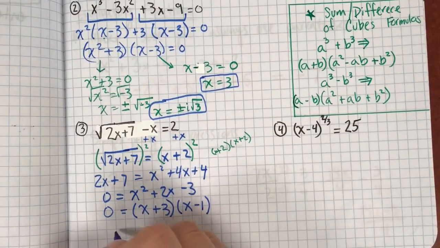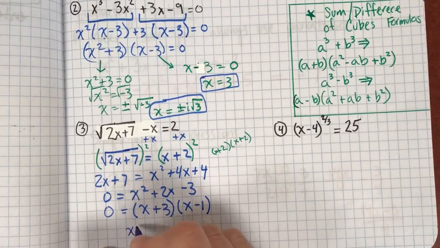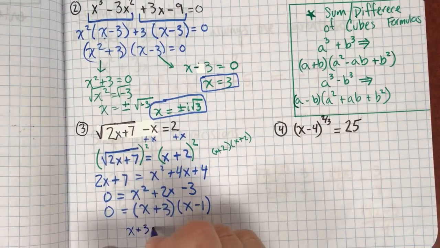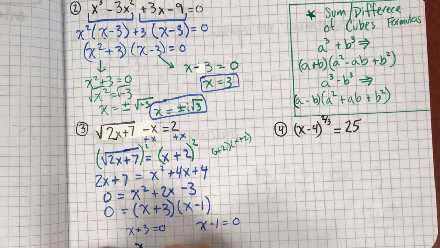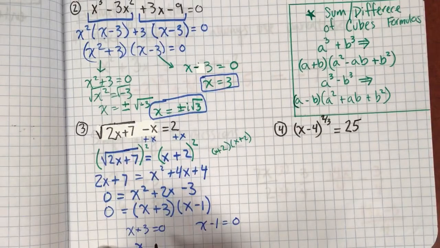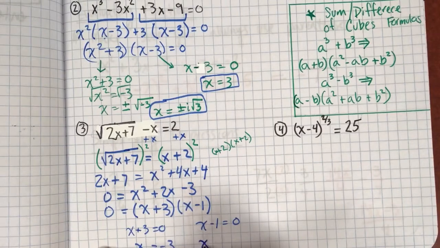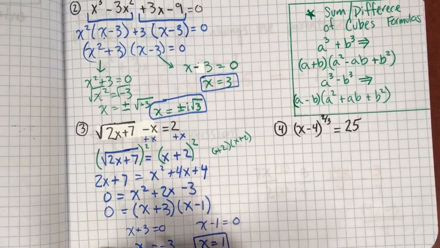And setting each one of those equal to 0, x plus 3 equal to 0 and x minus 1 equal to 0, we get our two answers of x equals negative 3 and x equals positive 1.